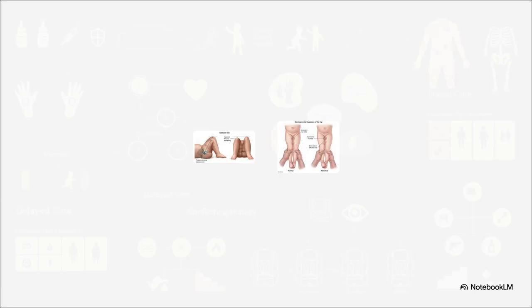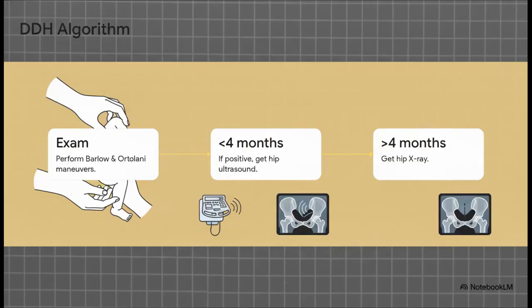Moving on to musculoskeletal screening. During your physical exam, be on the lookout for asymmetric hip folds and an apparent femoral shortening during the Galeazzi test. That's where one knee visibly sits lower than the other when the infant is lying down with hips and knees flexed. So how does this translate into clinical action for developmental dysplasia of the hip?